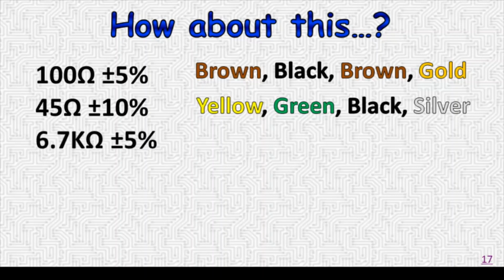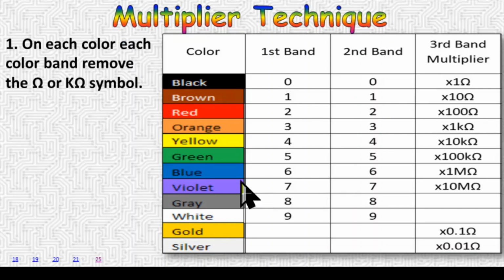Sa pangatlo naman, 6.7 kilo ohms. No? Take note, kilo ohms na ito. Positive, negative 5%. Dahil 5% siya, matik na yon na gold ang kanyang fourth color. So, paano yung 6? 6 is what? Blue. Tama ba? And 7 is violet. Let's try to check it out. 6 is blue, violet is 7. And how about yung kilo ohms? No? Ang sabi niya, 6.7 kilo ohms.